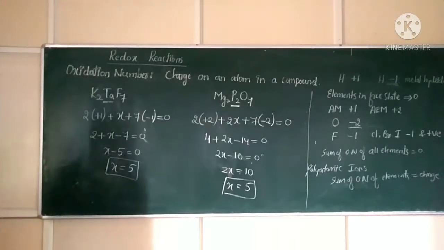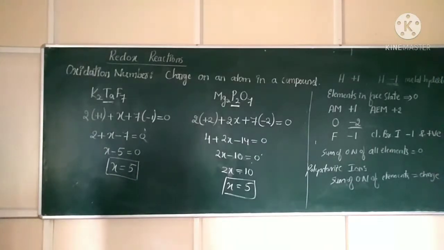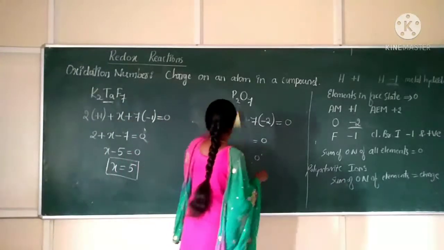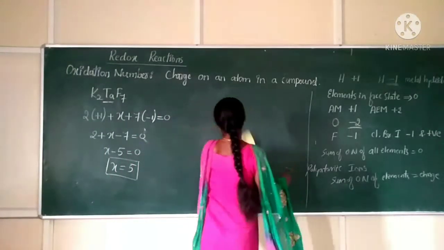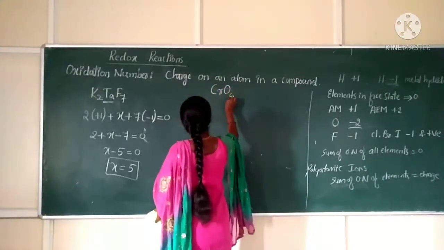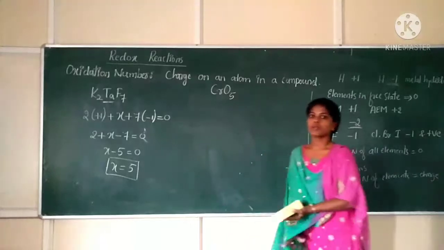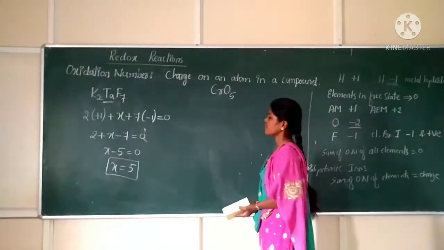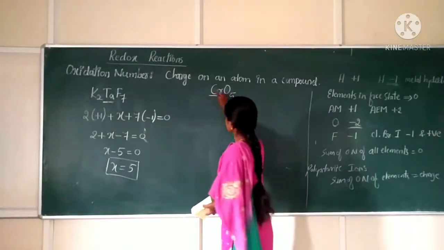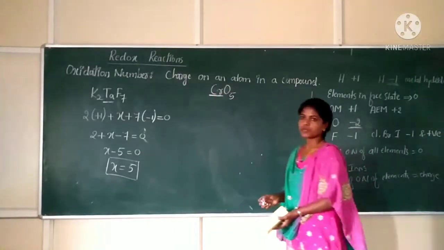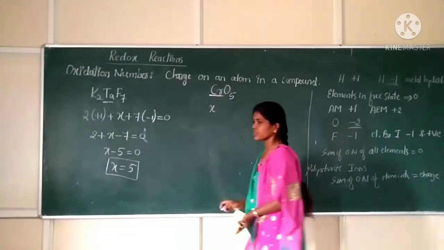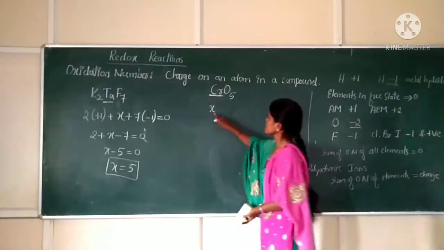Next example. CrO5, chromium pentoxide. First calculate the oxidation number. So here we are finding the oxidation state of what? Chromium. Oxidation state of chromium. So take chromium as X, we don't know.